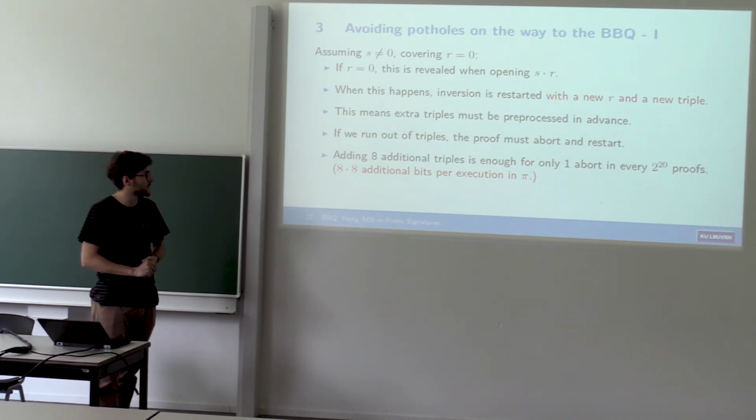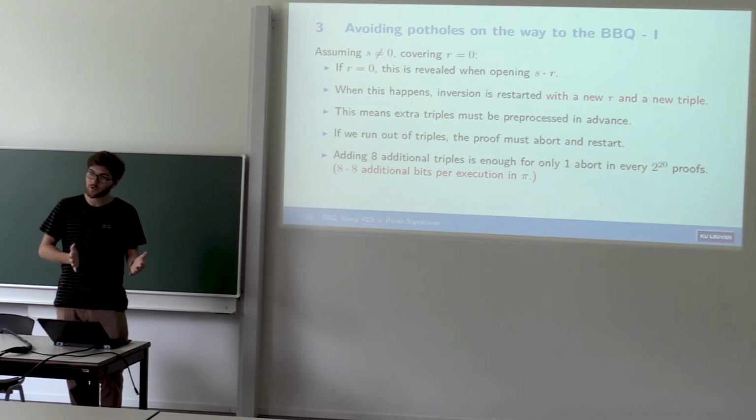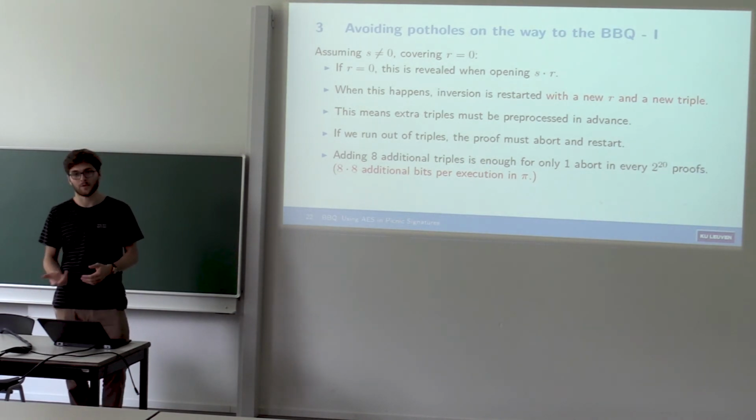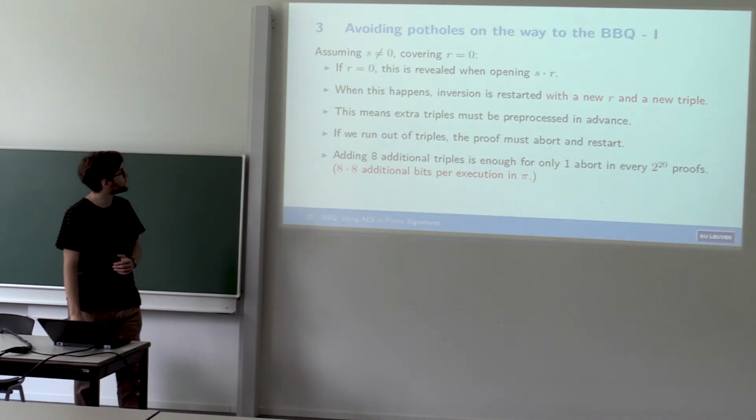But if you're willing to take the risk, you can just not add any. And then your proof is slightly shorter, but you're restarting it more often. So it's something you can parameterize.